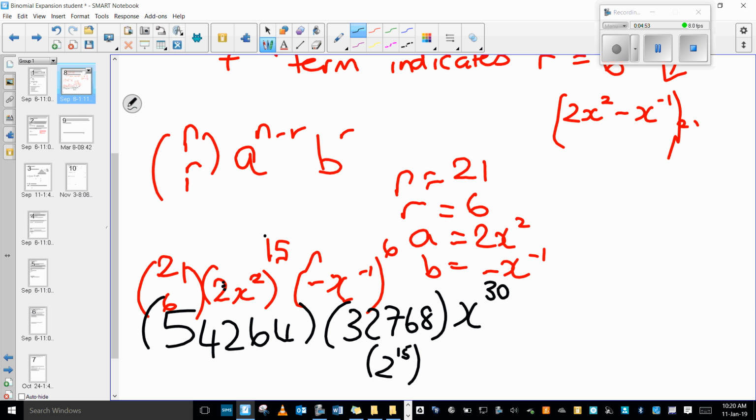And then our last term is negative x to the negative 1, to the power of 6. It's a negative term, but we've got an even power, so we know it's going to be positive. And then we've got a negative 1 here and a 6 here. So this is going to be x to the power negative 6.